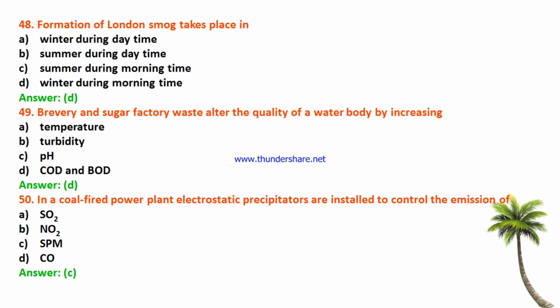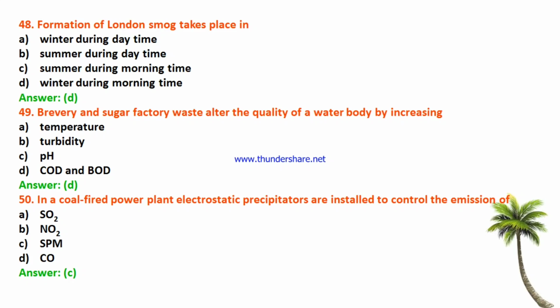Brewery and sugar waste alter the quality of a water body by increasing temperature, turbidity, pH or COD and BOD. And the right answer is BOD and COD. Option D is the right answer. What is BOD and COD? BOD is biological oxygen demand and COD is chemical oxygen demand.